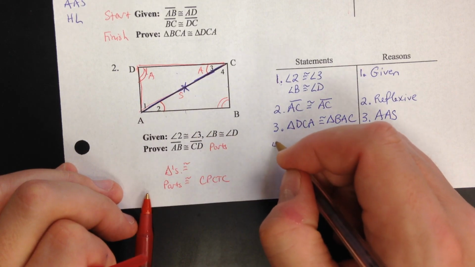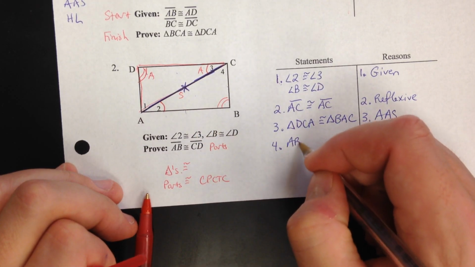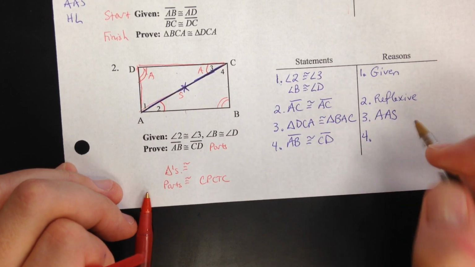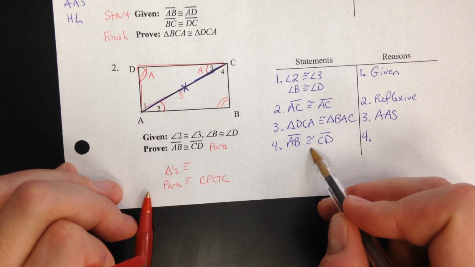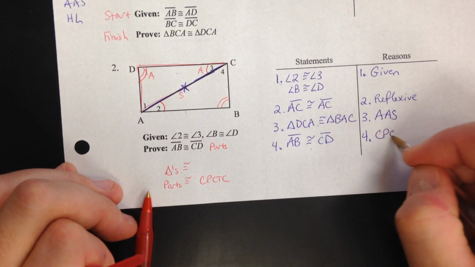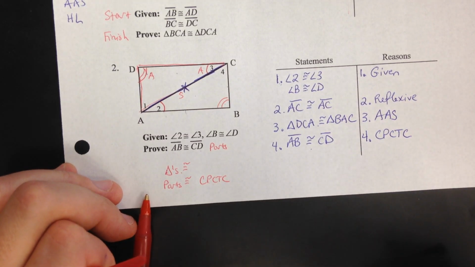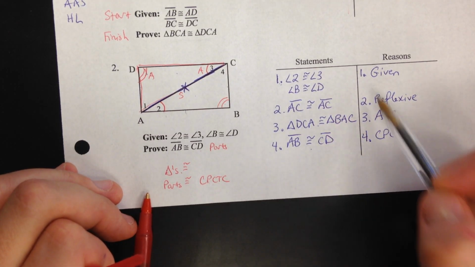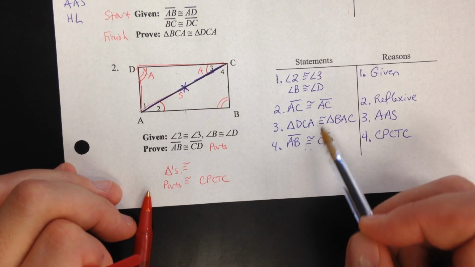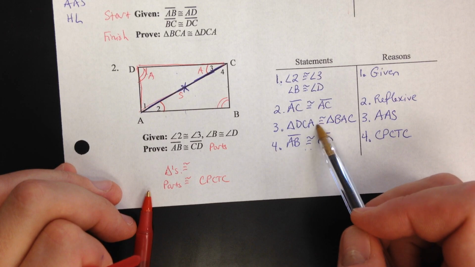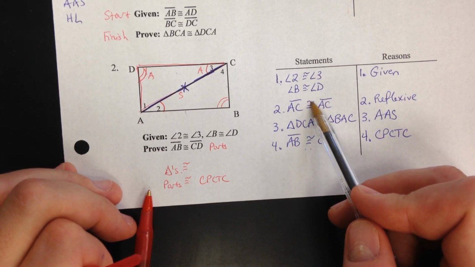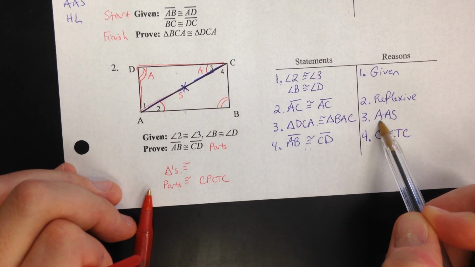Now what we want to say here, the last step, is that segment AB is congruent to segment CD. Why are we allowed to say that the corresponding parts are congruent? Because we know that the triangles are congruent. And that's called CPCTC. That's the abbreviation. Okay? So the logic in this, you can't say the parts are congruent until you know that the triangles are congruent. We can't say the triangles are congruent until we have enough information to be able to use one of our postulates like angle, side.